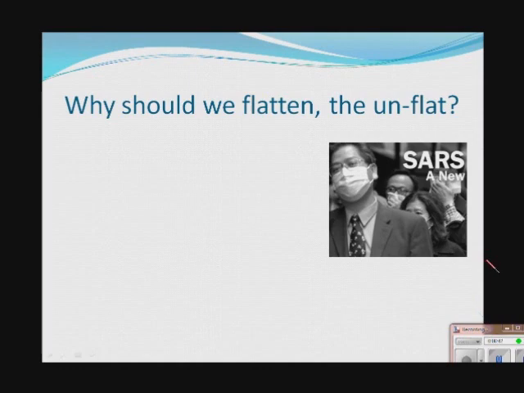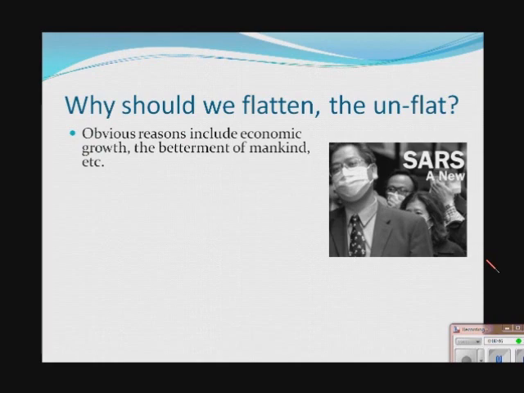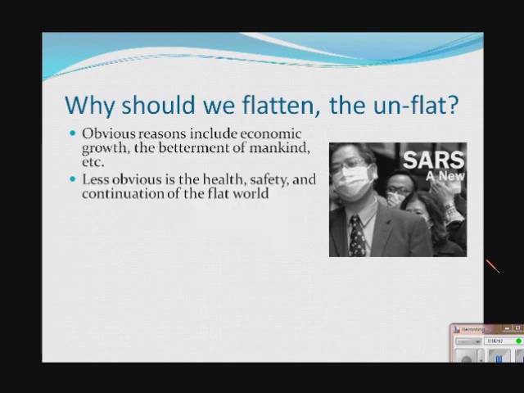So the next question is, if that's how we can flatten the unflat world, why should we flatten? The obvious reasons include economic growth, the betterment of mankind, making the world a better place, everybody being involved and having an opportunity to succeed, blah, blah, blah. The less obvious reasons involve the health, safety, and continuation of the flat world. This is kind of a selfish thing for those of us living in the flat world, but in the end, the ends might justify the means on this one.